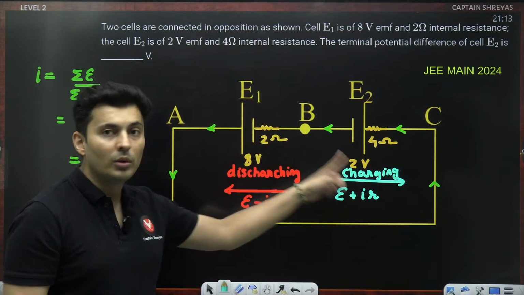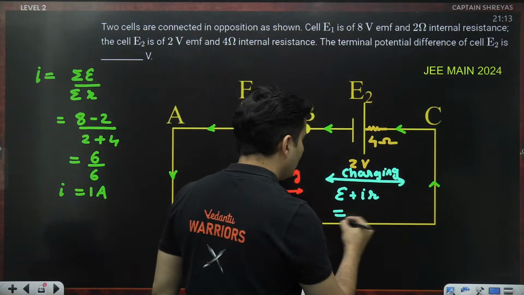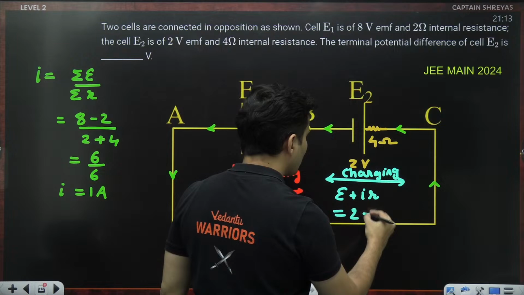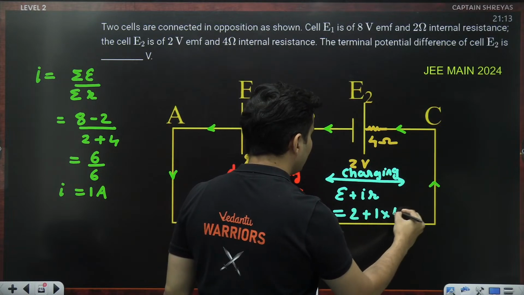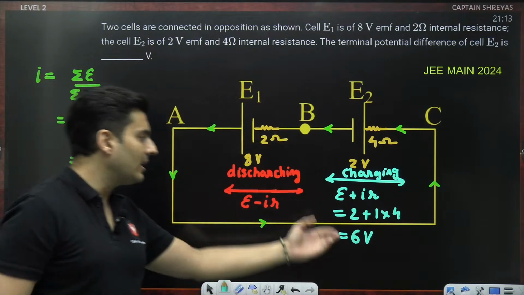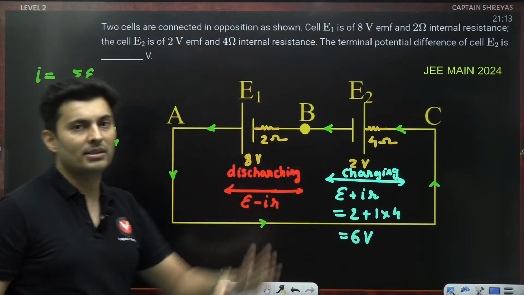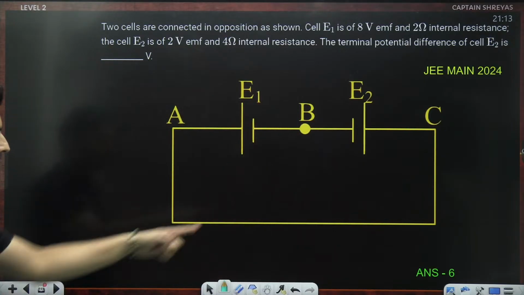That's why it is a very good question. Many students made a mistake while solving this question, I remember. So E is 2, I is 1, R is 4. So it is actually 6 volts. Many people got the answer as negative 2. They thought I have to take a mod and wrote the answer as 2 volts, which is entirely wrong. So the answer is 6.